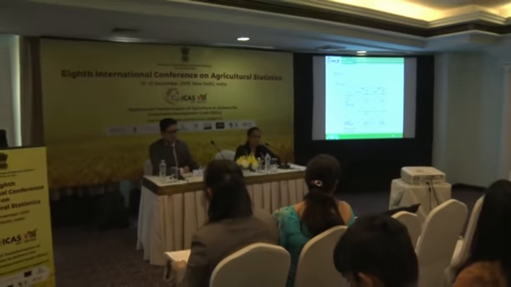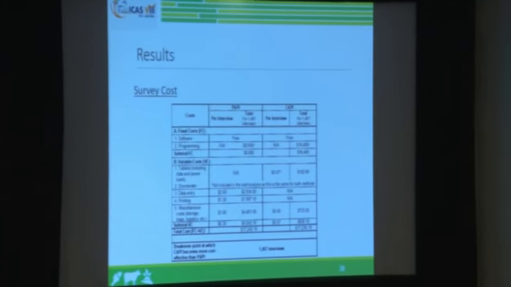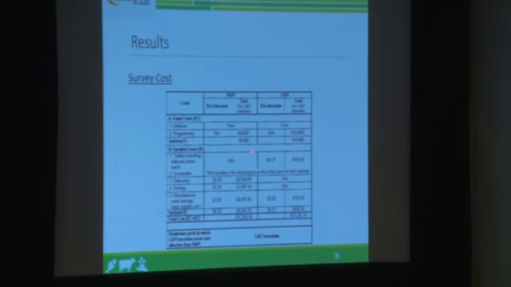This is the survey cost. Then under FC, software is freely downloaded, and programming cost is higher in CAPI. It is lower to the PAPI, but variable cost is higher to PAPI, and it is lower to the CAPI. And this is the important point. This is the break-even point for the number of 1,467 household. This is the cost is equal, but in our survey we did for 25,000 households, and it is cheaper for the CAPI system.